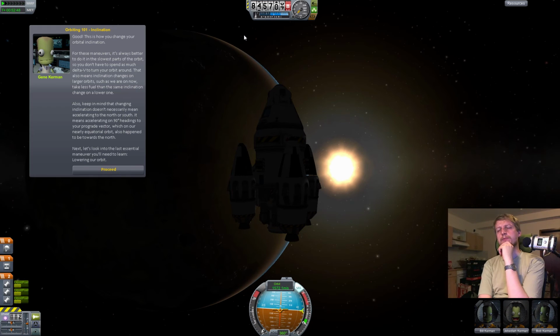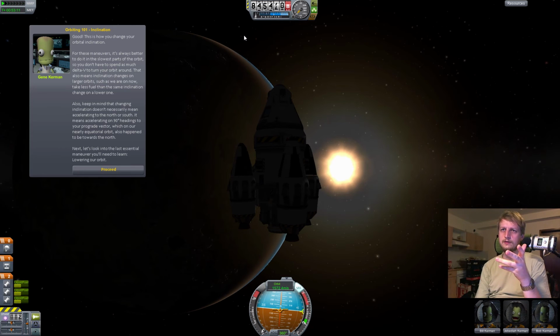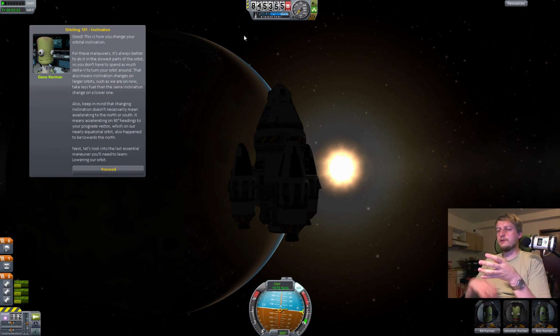Good, this is how you change your orbital inclination. Is it really? It probably is, right? I must think about it before I go to sleep, whether it's possible to change the orbital inclination like this. For these maneuvers, it's always better to do it in the slowest parts of the orbit, in the apoapsis, right? But as we have a circular orbit, it doesn't matter where you do it. But it's good to know to do it in the apoapsis.